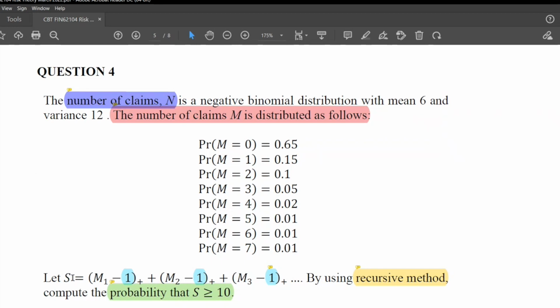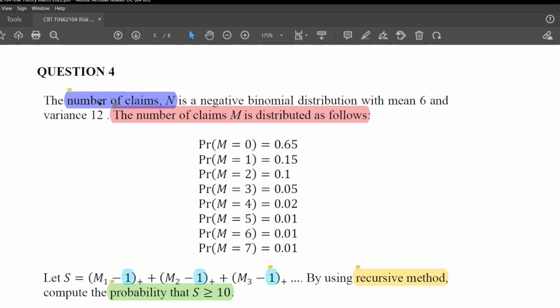We can let S equal (M1 minus 1)+ plus (M2 minus 1)+ plus (M3 minus 1)+ until M8 minus 1. So by using the recursive method, compute the probability that S is more than or equal to 10.